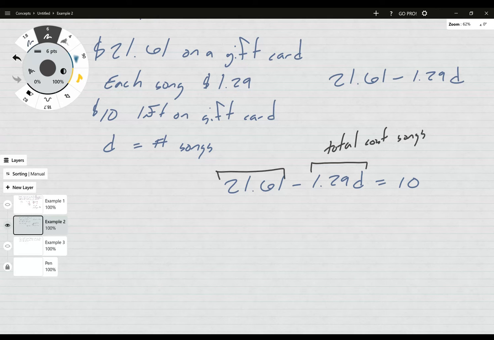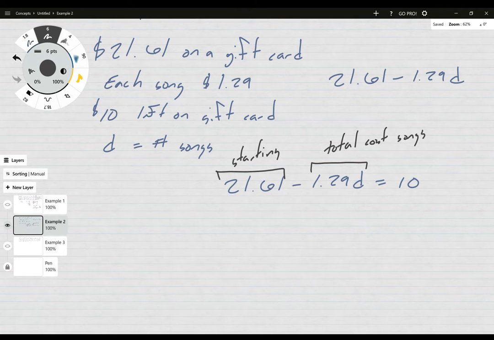And this represents the starting balance. We started with $21.61, but we're going to have to subtract, because he's spending money, subtracting the cost of the total number of songs that he buys. So now that we have our two-step equation set up, we're going to use our inverse operations.